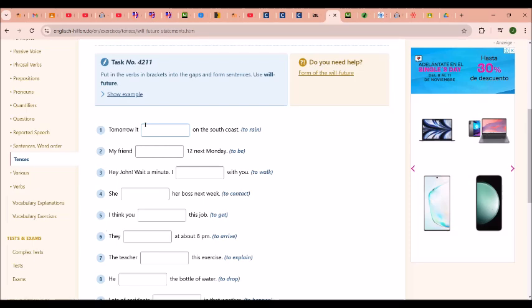Tomorrow it... All of these sentences will use will. All of them. Tomorrow it will rain on the south coast. General prediction. All right.